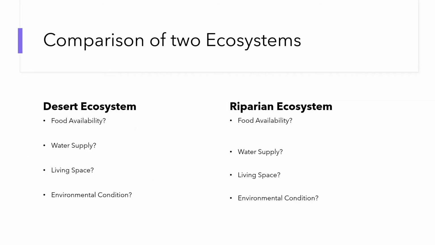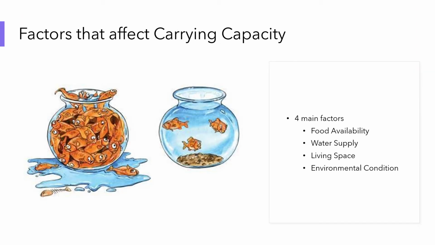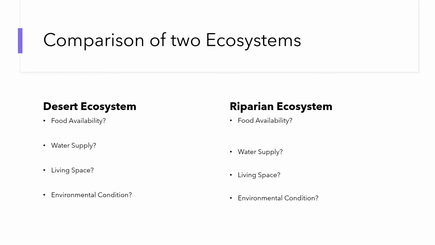So when we look at it within an ecosystem setting, we're going to compare two ecosystems for our example. We have a desert ecosystem and a riparian ecosystem. Remember, a riparian ecosystem is an ecosystem that is predominantly formed around water, usually flowing water like rivers or streams, but it can be lakes too. So two different ecosystems. We're going to use our four factors to compare these ecosystems together.